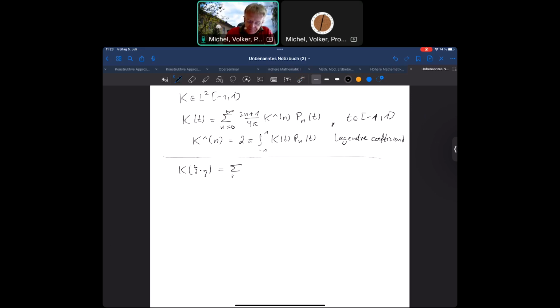So I will just replace the t by an inner product of two unit vectors. So once again, to remind you, psi and eta are unit vectors. My idea is that this is fixed. Okay.